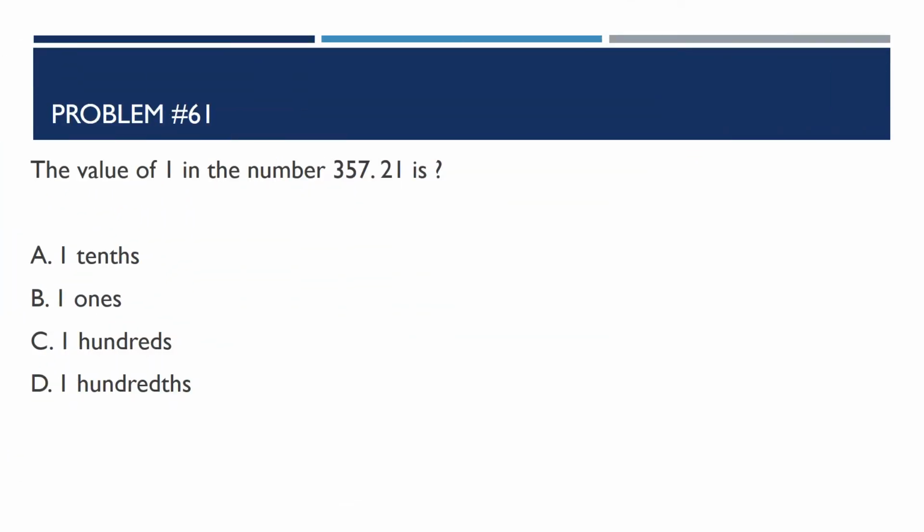Number 61. The value of 1 in the number 357.21 is... The answer for this is 1/100. So let us review first the place value. 7 is in the ones place, 5 is in the hundreds place, 3 is in the tens place. And at the right side of the decimal point, it starts with tenths. So that's for 2, and for 1 it is hundredths. That's why 1 has a value of 1/100.